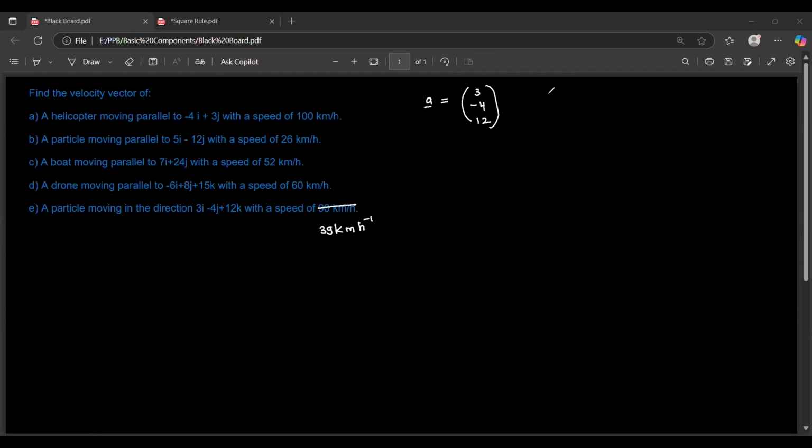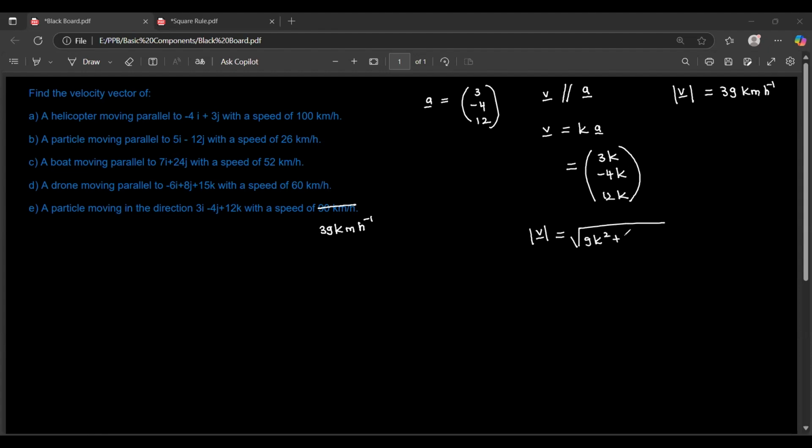Now let's do the question. So A is given as this, and V is parallel to A. So yeah, this means V is equals to KA, same steps, 3K, minus 4K, 12K, and they have given modulus of V is equals to 39 kilometers per hour. So modulus of V is equals to square root of 9K square plus 16K square plus 144K square, and that will be equals to 169K square.